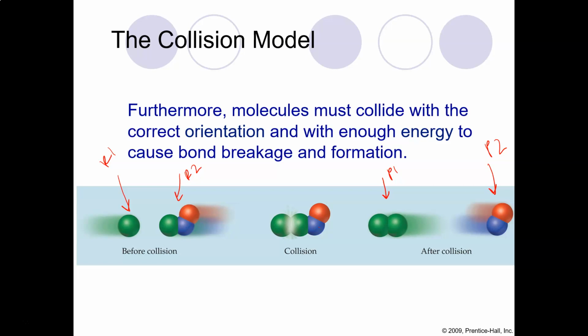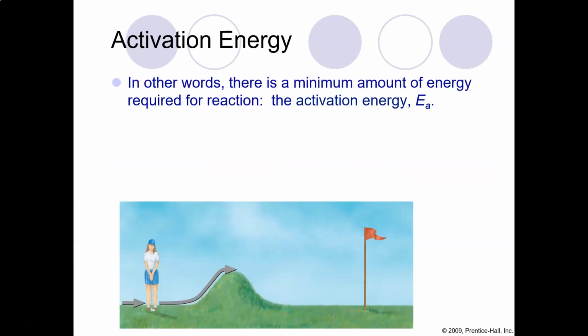So this is just showing that the collision model is just saying we have to have two things happen. The molecules have to collide with the correct orientation, which means the correct atoms are the ones colliding. And when they collide in the correct orientation, they have to have enough energy. That's why reactions aren't all instantaneous. It doesn't happen immediately. Maybe it's really difficult for the two atoms to be able to collide because of the shape of the molecule.